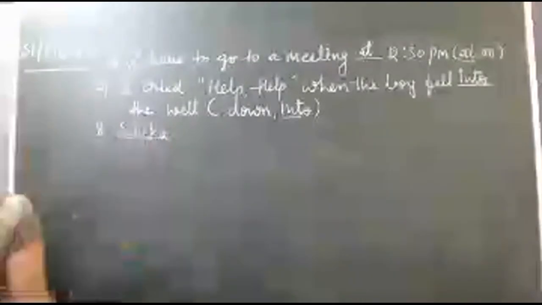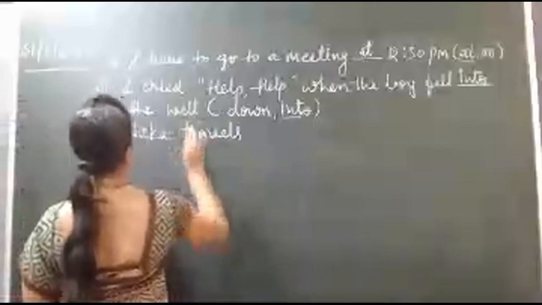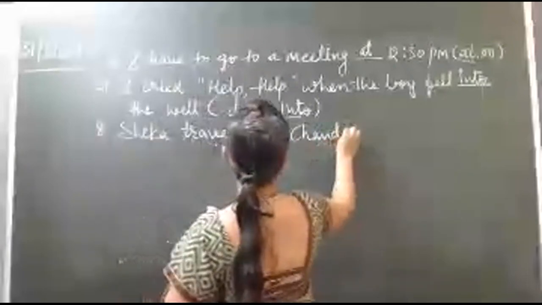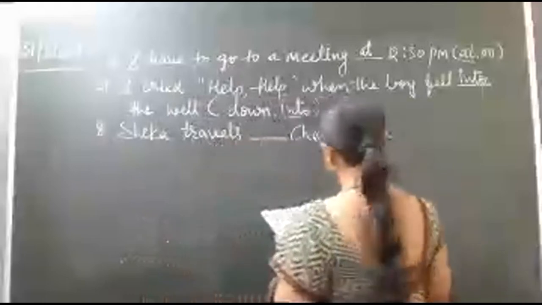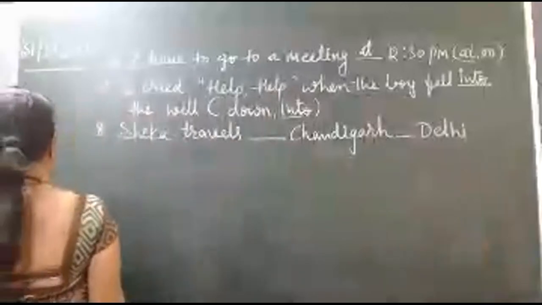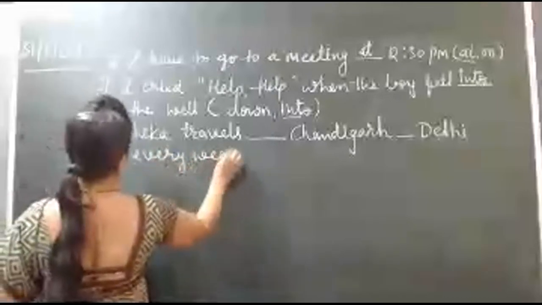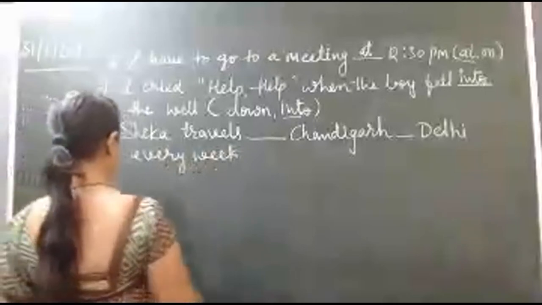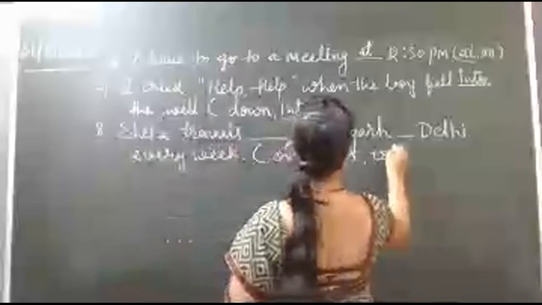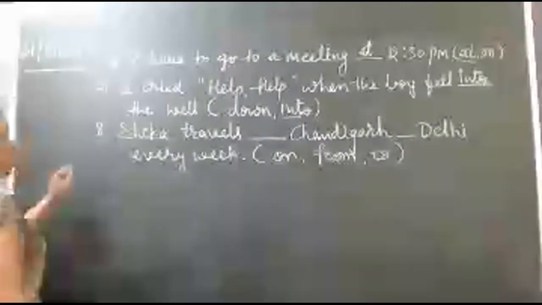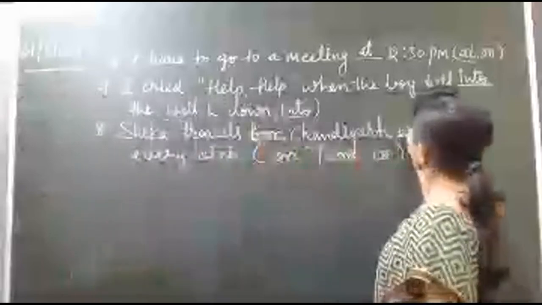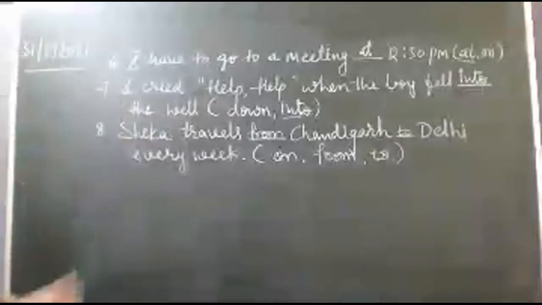Shika is the name of a girl, travels. Shika travels from dash Chandigarh dash Delhi. Okay, Shika travels dash Chandigarh dash every week. Good one, on, wrong, to. So here you are showing the direction. Okay. So she travels, two places have been mentioned, from Chandigarh to Delhi every week. So this is the answer.